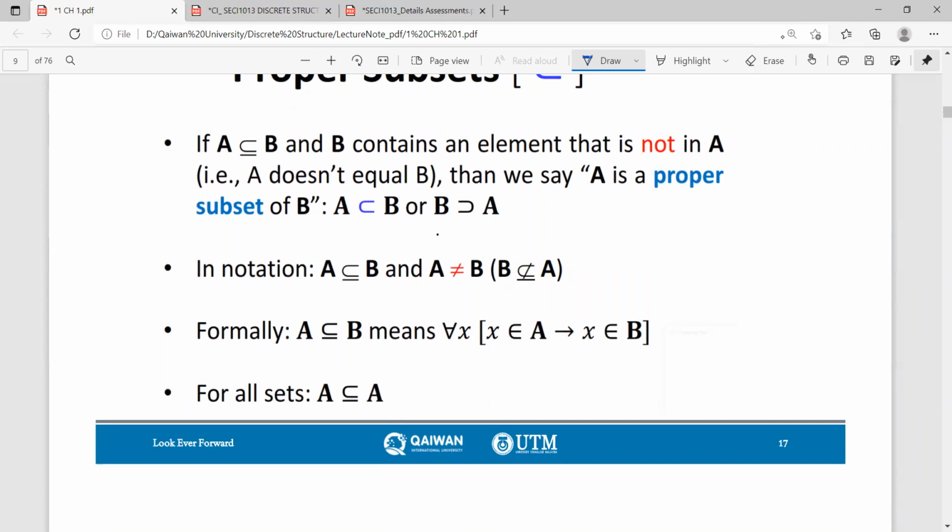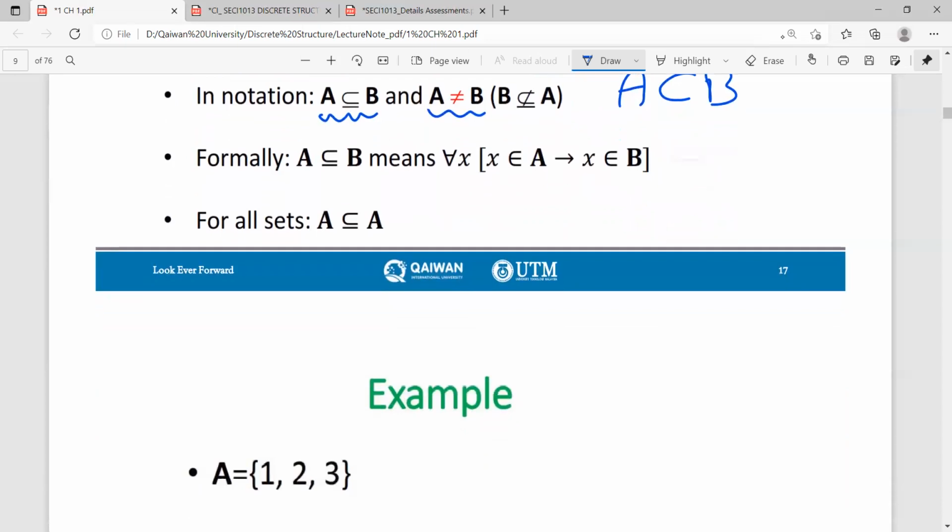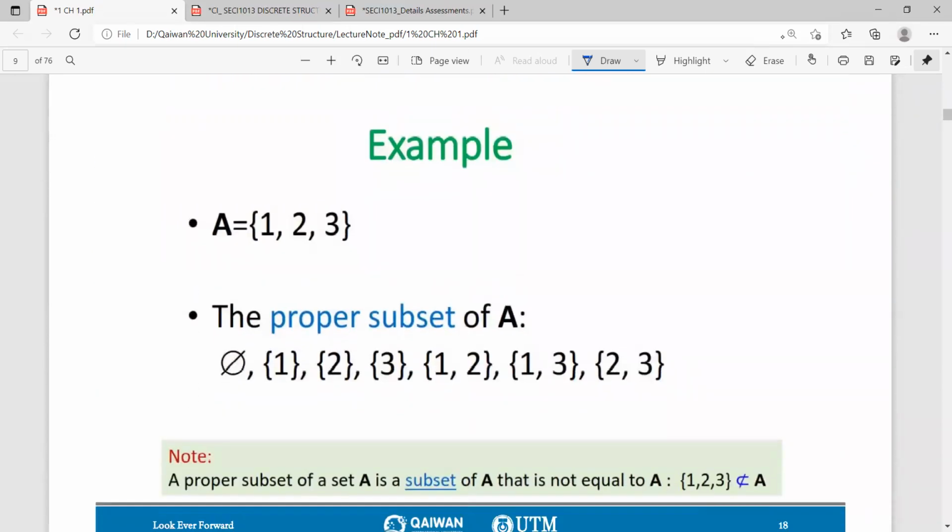For the proper subsets, we say A is a subset of B, but it doesn't equal B. That means A is a proper subset of B. We just remove this one. Okay? It is denoted by this. We say A is a proper subset of B. If we write down this, we say A is a subset of B. Okay? For the proper subset, we have no equality. That's all about it. Here we have an example.